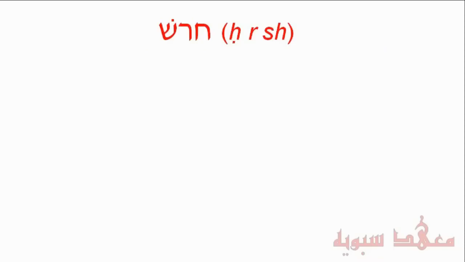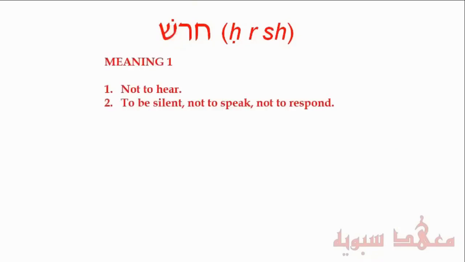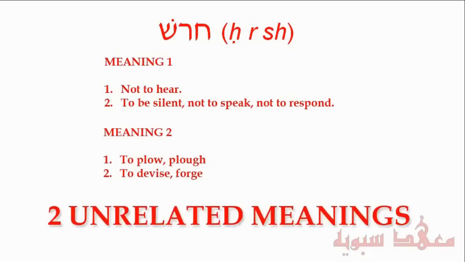So for example, we have the following root in the Hebrew language. In Hebrew it would be kha, ra, and sha. And this particular root has two distinct meanings. The first one is not to hear, to be silent, not to speak, not to respond. And the second meaning means to plow, to devise, forge. So for example, the way farmers plow the land. Now, you'll notice something about these two meanings. They're two unrelated meanings, and it's shared by this singular root.